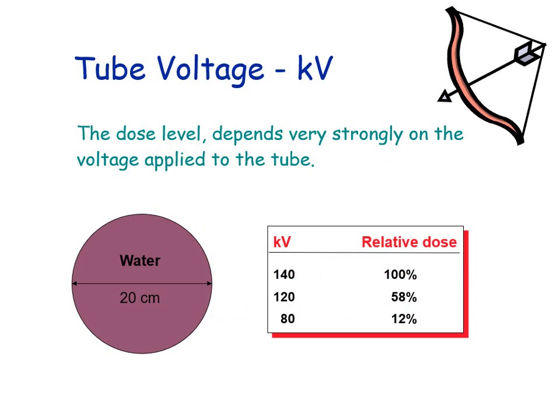The dose level depends very strongly on the voltage applied to the tube. kV, relative dose: 140 kV, 100%; 120 kV, 58%; 80 kV, 12%. Tube voltage, kV.